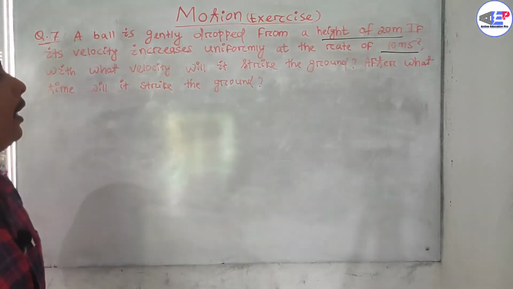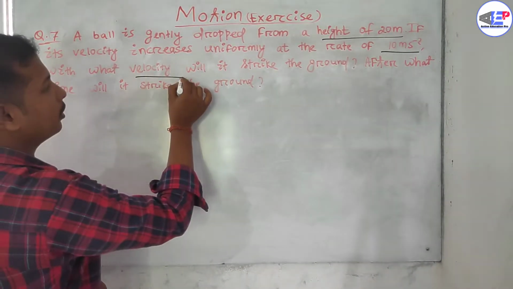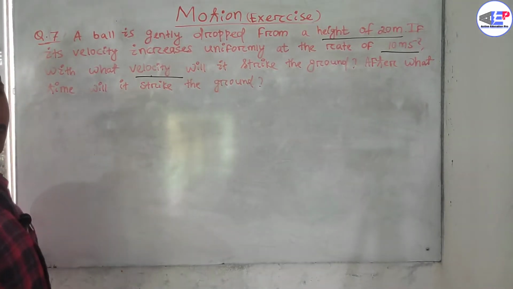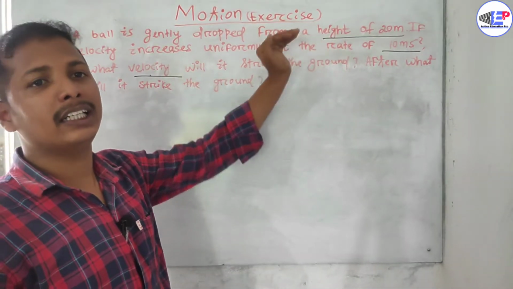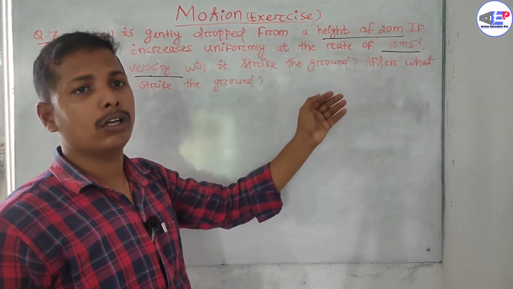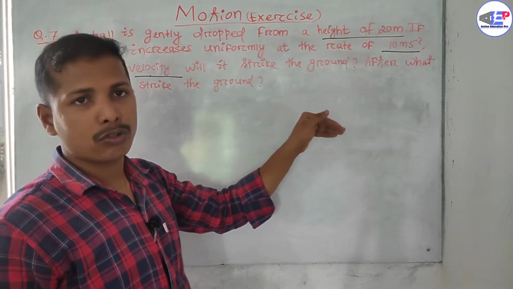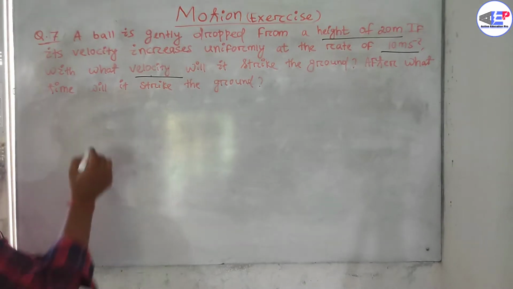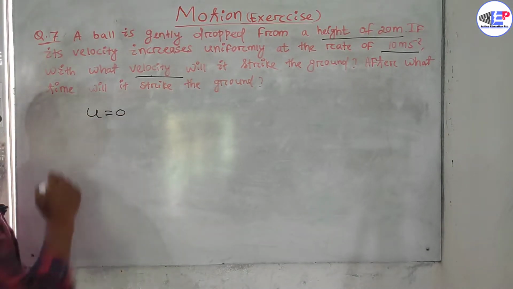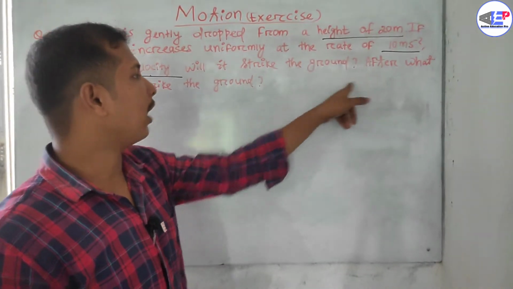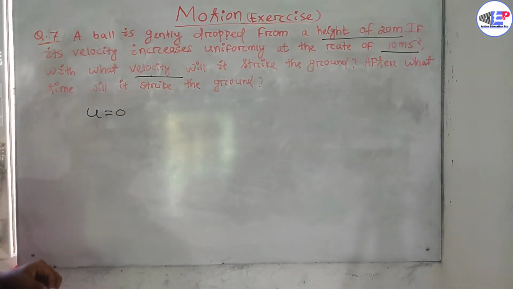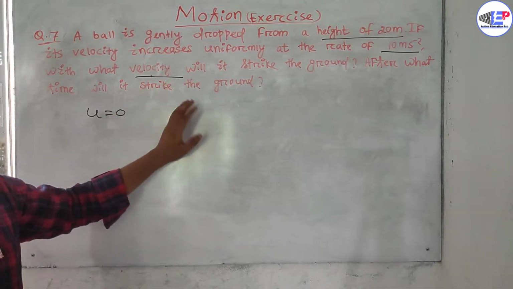Here we have to find out the velocity. Velocity means the final velocity, because when the ball is dropped from some distance, its initial velocity will be equal to 0, as it is not in motion. So its initial velocity u will be equal to 0. Here we have to find out the final velocity v and the time at which it will strike the ground.